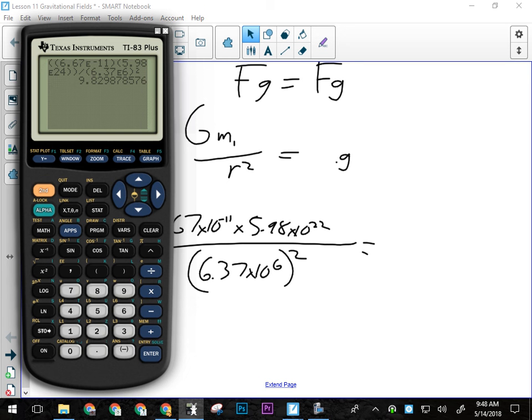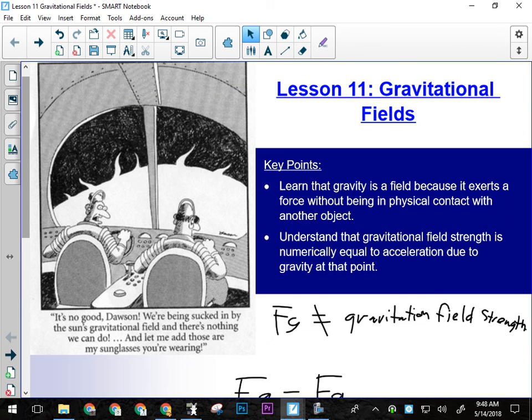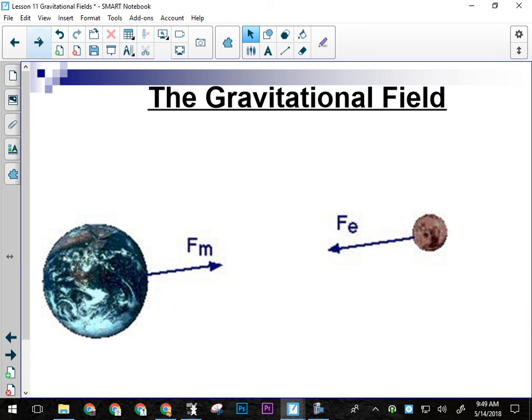Okay, I get close. 9.81 is the average gravitational acceleration at all points on Earth, so this is going to be a little bit different. Everybody all right with that? So what we calculate when we calculate gravitational field strength, like we said before, is the rate at which the two bodies are attracted to one another. Not the force that is attracting them, the rate at which they are attracted to each other.